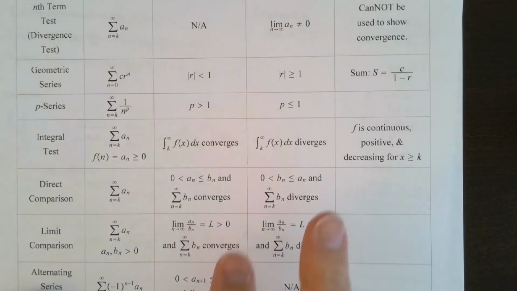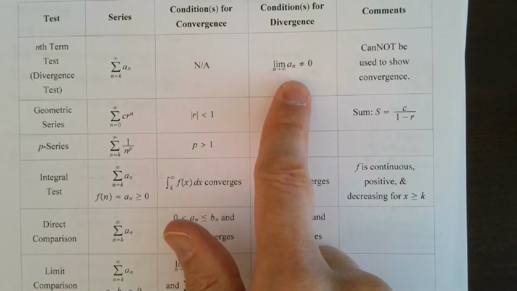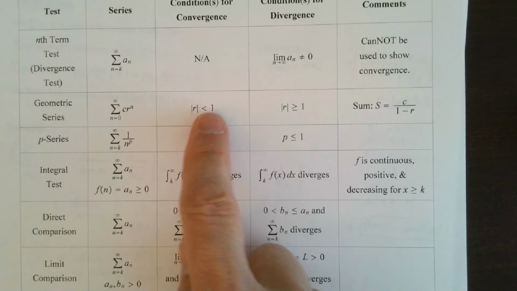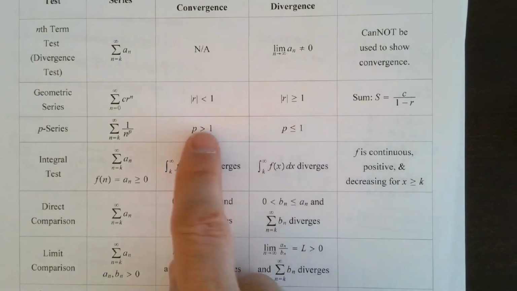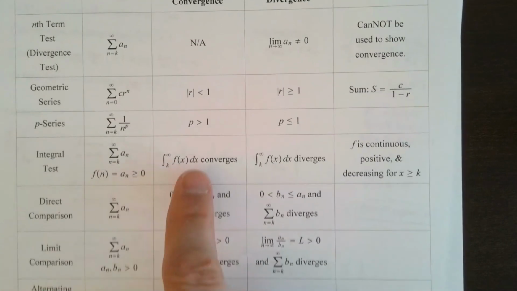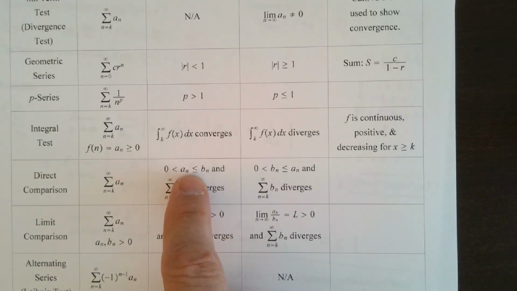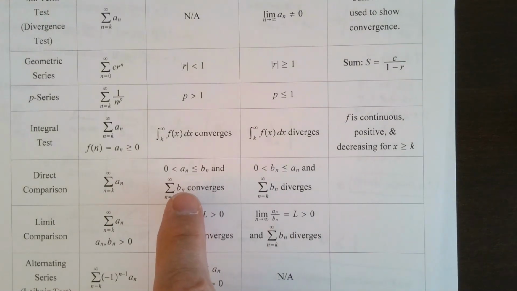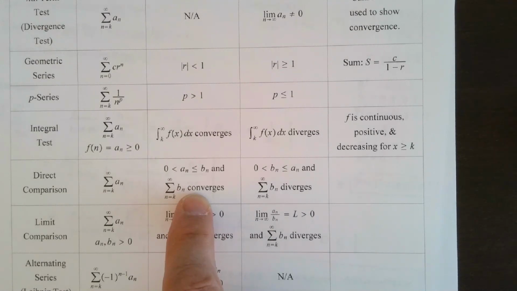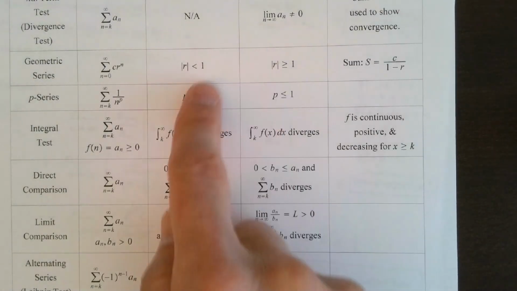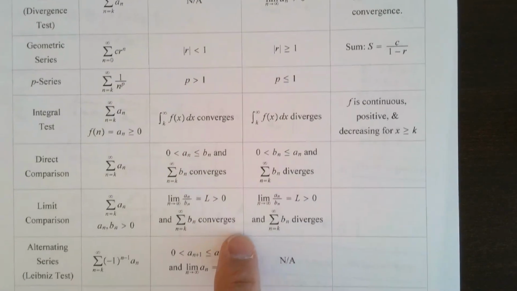So again, these are the things that you have to show. When we're talking about show support, you have to find this limit to show support for this. You have to find the value of r to show support for this. You have to find the value of p, and that's pretty easy, to show support here. You have to evaluate these integrals to show support here. You have to show these inequalities exist, and then use probably something up here to show b sub n converges or diverges.